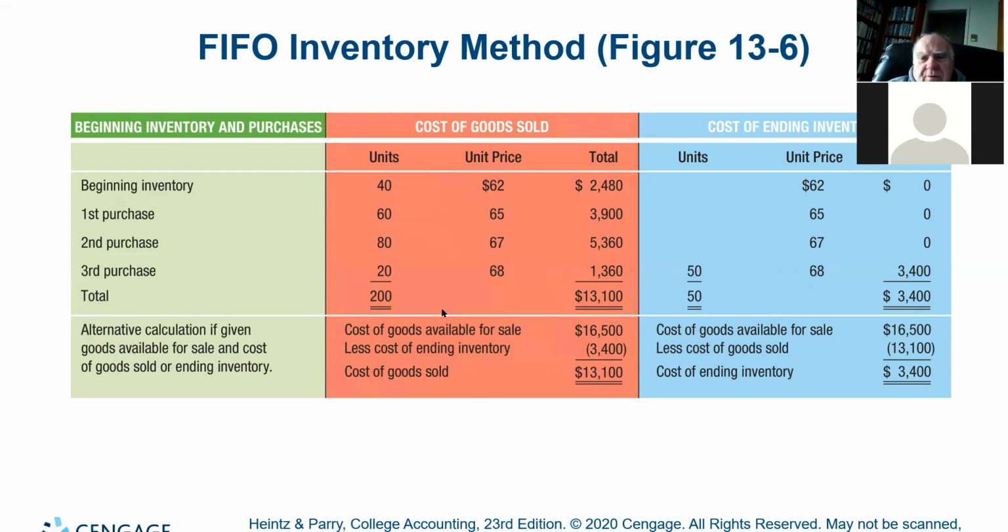So FIFO, I kind of like doing these FIFO things. It's like a little puzzle. What you're doing is you're starting with the first in, first out. If we sold 150, we know we took 40 from here. We took another 60 from here. We're still looking for another 50, okay? And you build your layer that way.